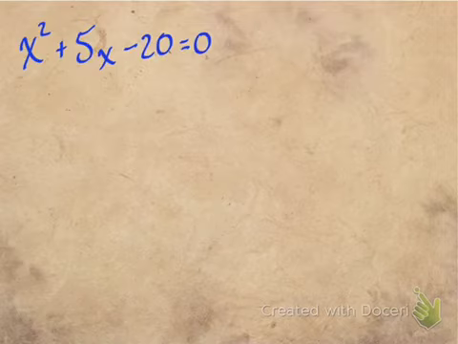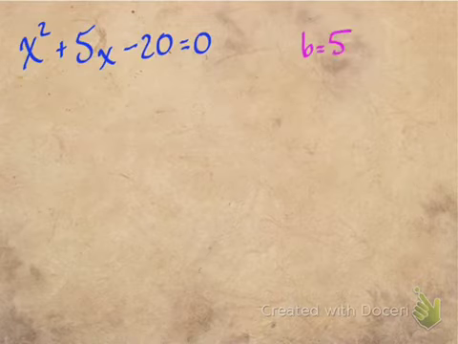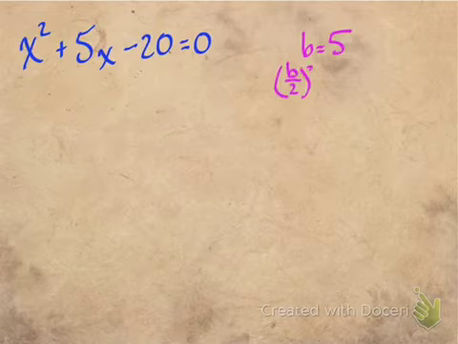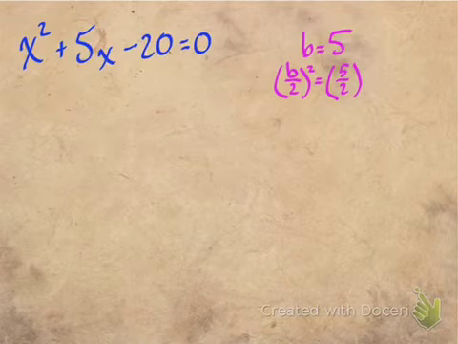Let's do one more. This one will be a little bit different because of b. Yes, we are going to move that constant over to the other side, but I do want you to think about b for a second. b equals 5. 5 is an odd number. And when you take b over 2, that means 5 over 2. 5 over 2 squared. Well, 5 over 2 is not a whole number.